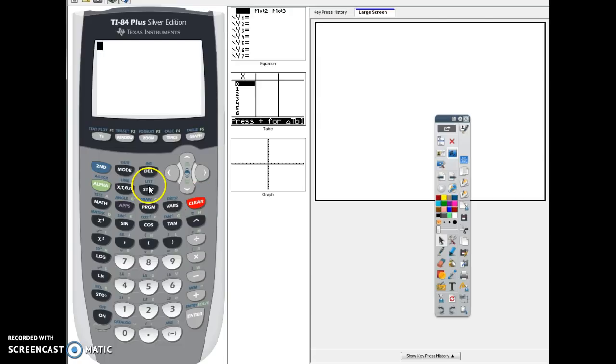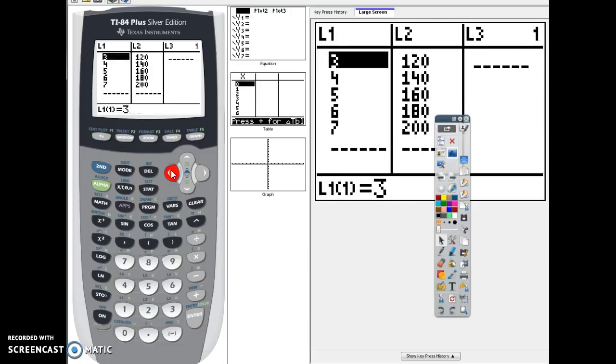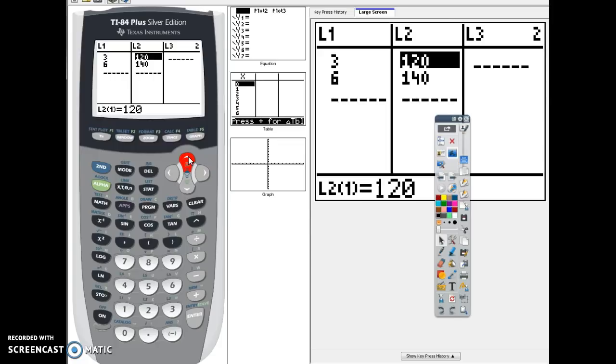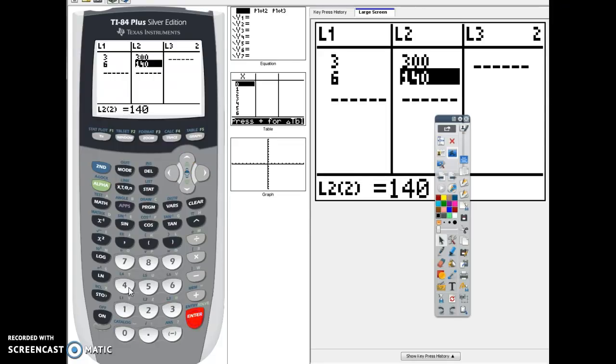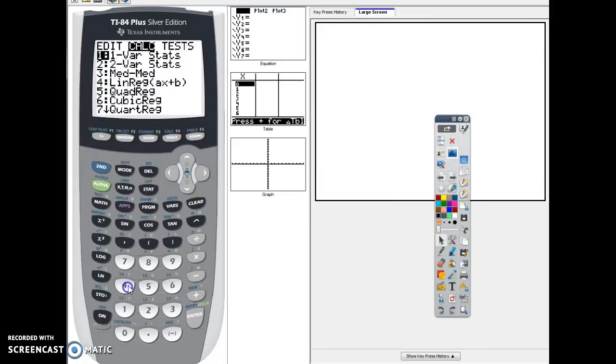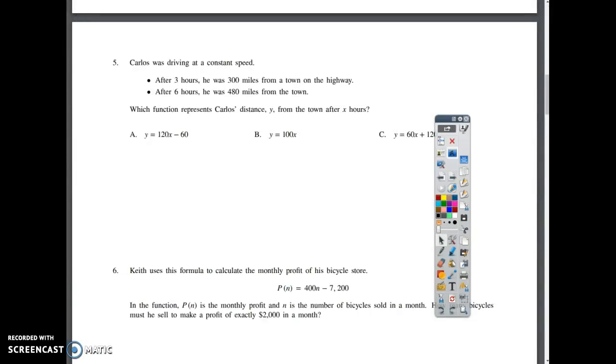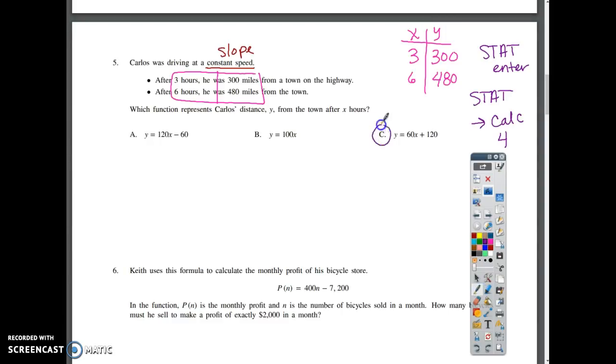Okay, so we have stat enter, delete whatever you have on there. Put your new table, 3, 6, and you have 300 and 480. Stat, calc, 4, enter. The equation is y equals 60x plus 120. So the answer is letter C. Okay?